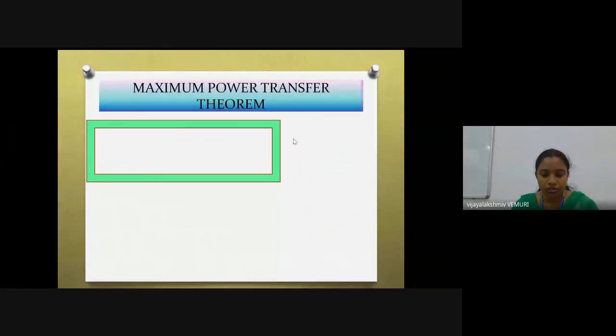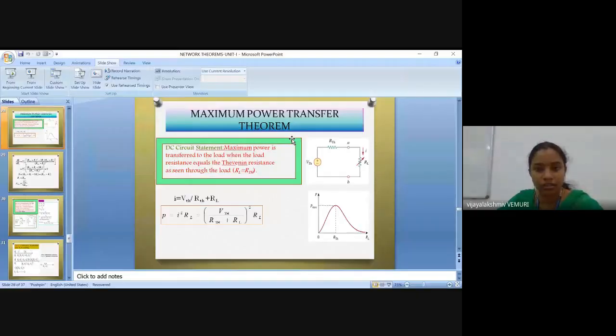Okay, so this is a very simple theorem when compared to Thevenin's and Norton's. Once you understand what Thevenin's theorem is, then you can understand the maximum power transfer theorem also. Because for the maximum power transfer theorem, first of all, any circuit has to be reduced to its Thevenin equivalent circuit. Then we find out the maximum power transferred to whichever resistor is asked.